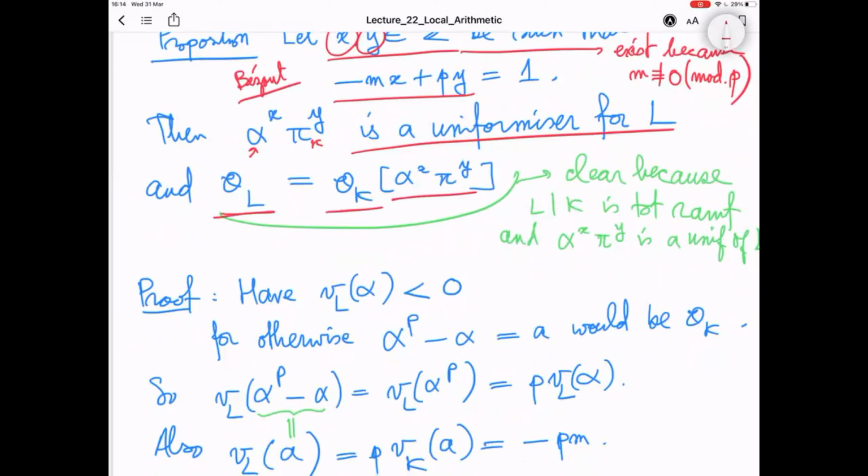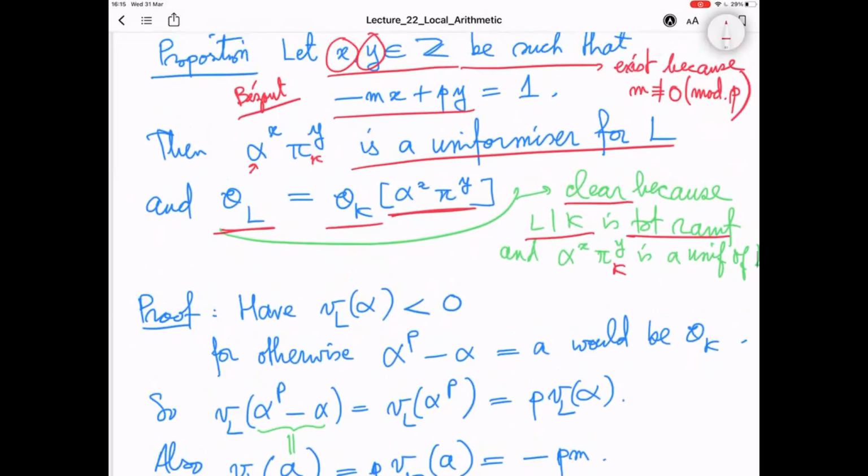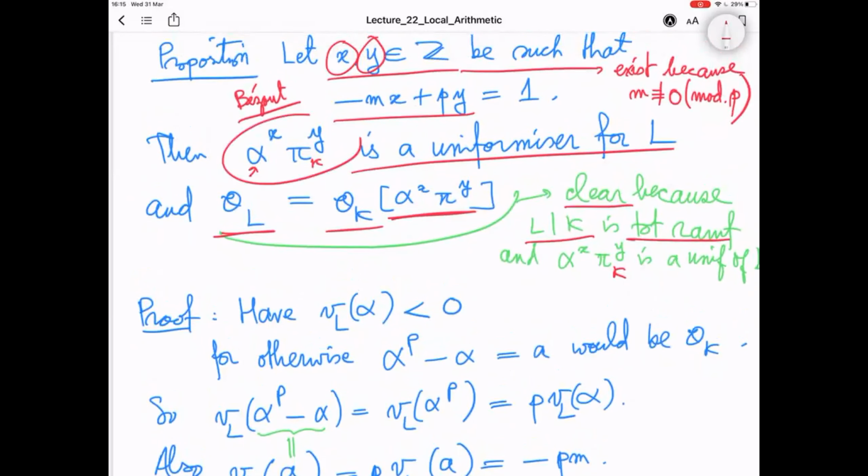obtained from OK by adjoining this element. This last bit is clear because L over K is totally ramified. So whenever I adjoin a uniformizer, I get the ring of integers. The ring of integers of L is obtained from the ring of integers of K upon adjoining any uniformizer of L. So all we need to do is to prove that this is actually a uniformizer of L.